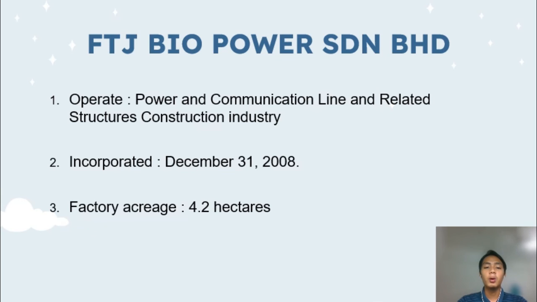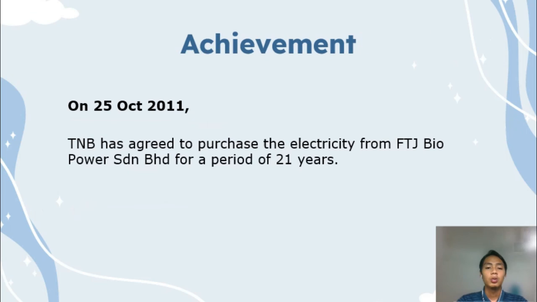The company operates power and communication lines and related structures. Second, incorporated on 31st December 2008, and third, factory acreage is 4.3 hectares. The achievement is that on 25 October 2011, TNB agreed to purchase the electricity from FTJ Biopower Sdn Bhd for a period of 21 years.